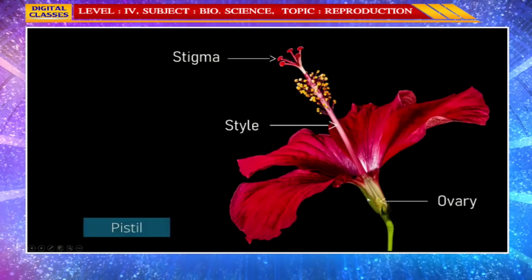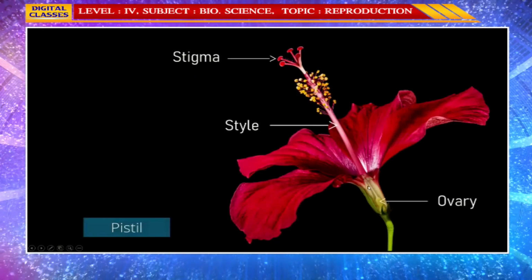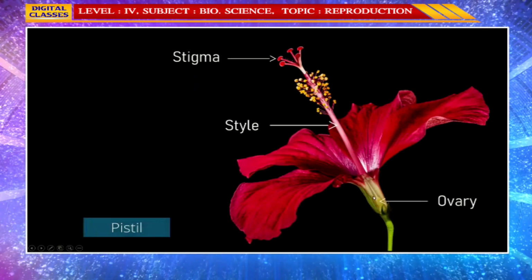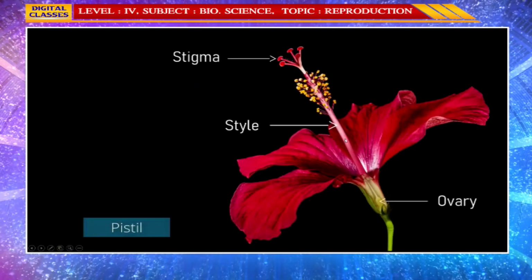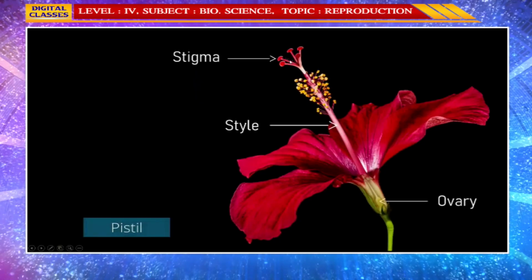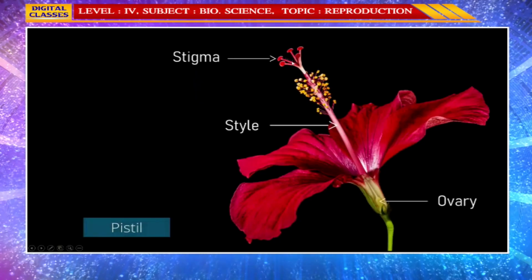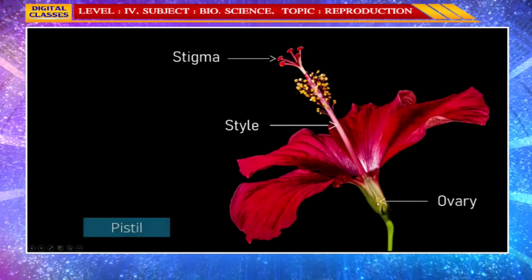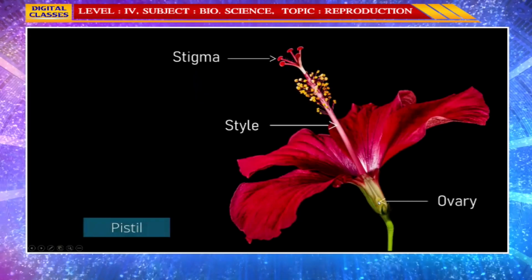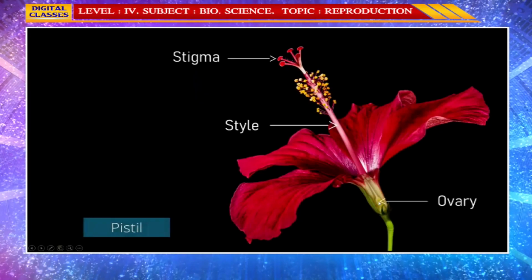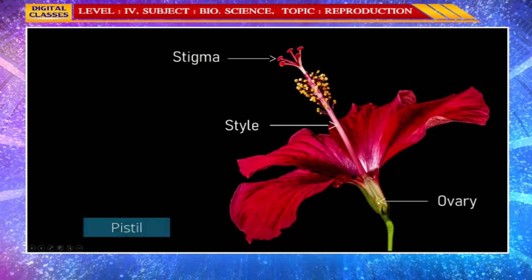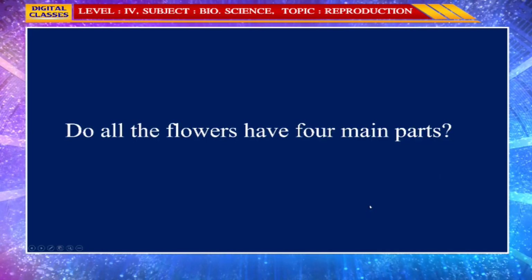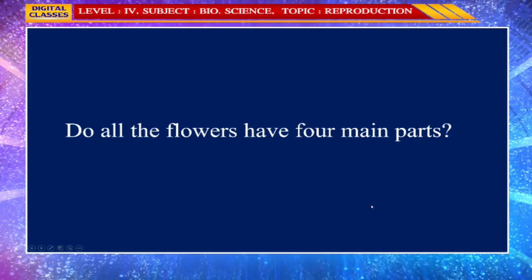Look at this picture carefully. This is the pistil. It has three parts. This is the ovary, and this is the style, and this is the stigma of the pistil. Ovary produces ovules. Ovules are the female gametes, and hence it is called as gynoecium. So, pistil is also called as gynoecium. Do all the flowers have four main parts?